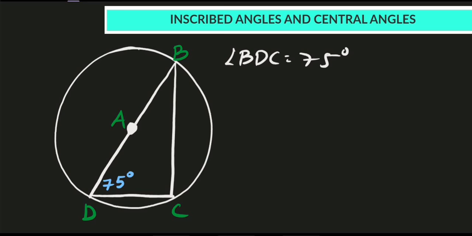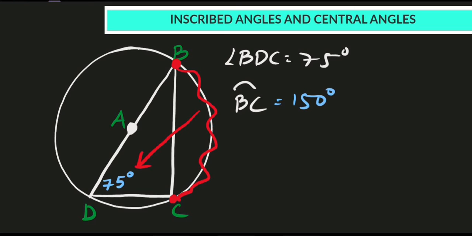For example, you're asked to solve for the value of arc BC. Where is arc BC? That is from point B up to point C. Since that is the intercepted arc of this inscribed angle, we need to multiply the 75 by 2. That means we have 75 times 2, which is equal to 150 degrees. So arc BC is equal to 150 degrees, according to the concept of inscribed angle.